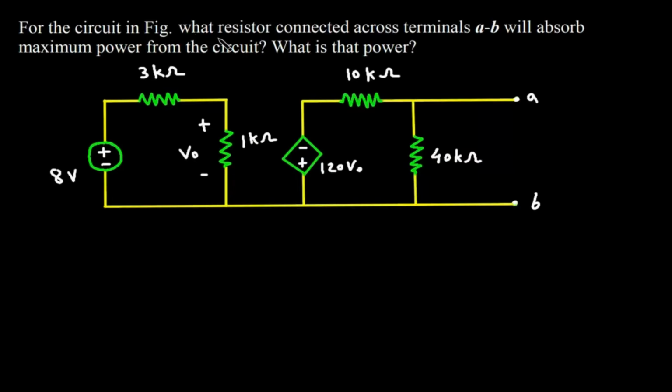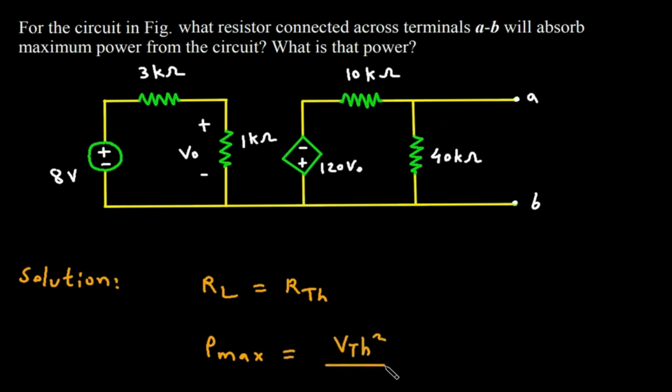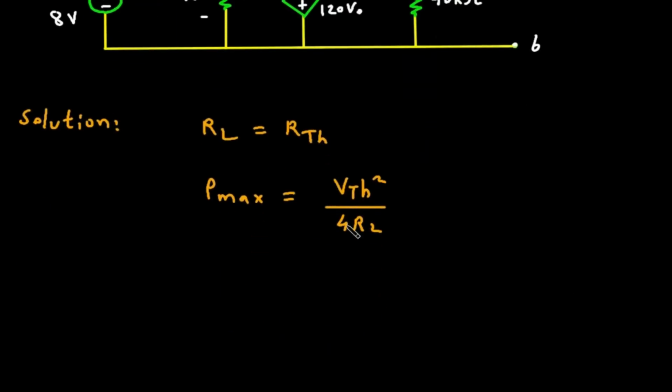For the circuit in figure, what resistor connected across terminals AB will absorb maximum power from the circuit? What is that power? Solution. We have to find the value of RL for maximum power. So RL is equal to RTH. This is the condition for maximum power. Also we have to find what is that power. So that power will be Pmax, and Pmax is equal to VTH square divided by 4RL.